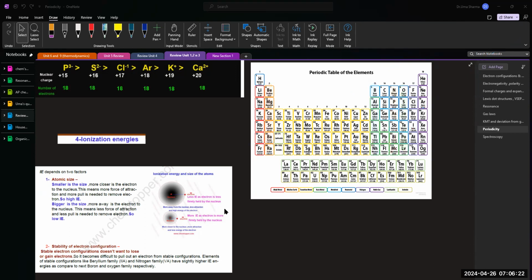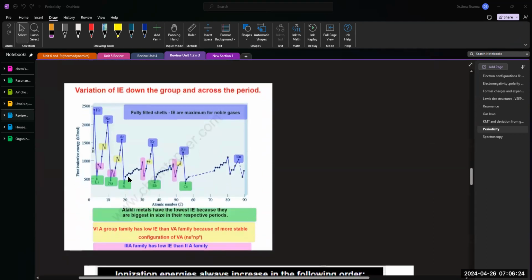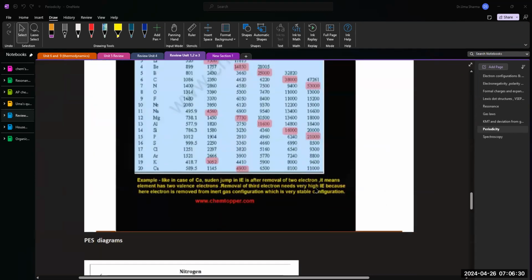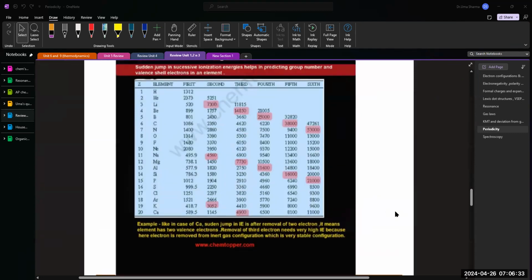So this is graphical representation. So please understand these graphs. You can see all noble gases on the top, all of them with the highest ionization energy. Then after that, we have first, second, third successive ionization energies. So let's try to understand them. Okay.